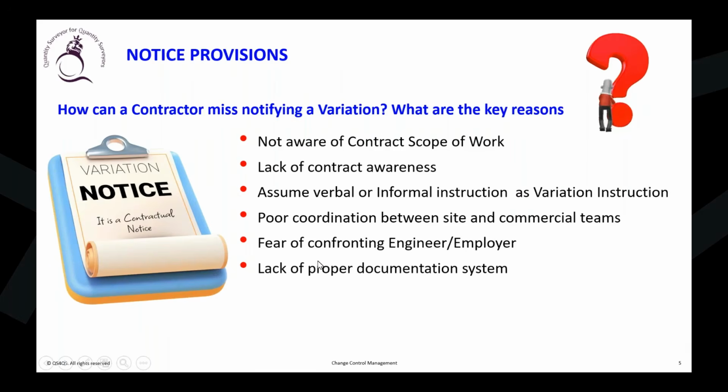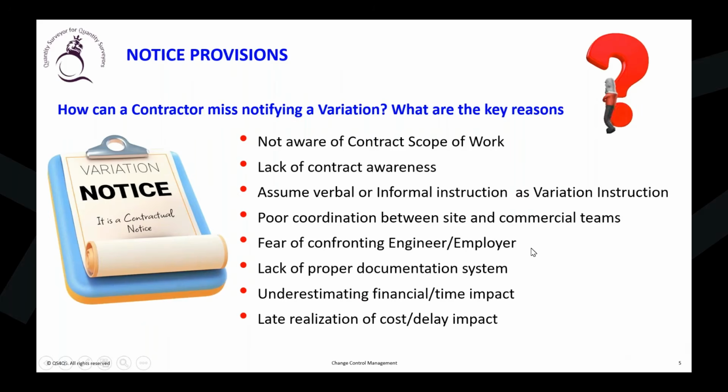Or as I told you, you are trying to act as a good person, so you are underestimating the cost and the time impact. Or you really realized the situation a bit later. You got to know, yes, now it is impacting a lot of money and the time we have to recover. Therefore, you have so many reasons not to give the variation notice as a contractor.